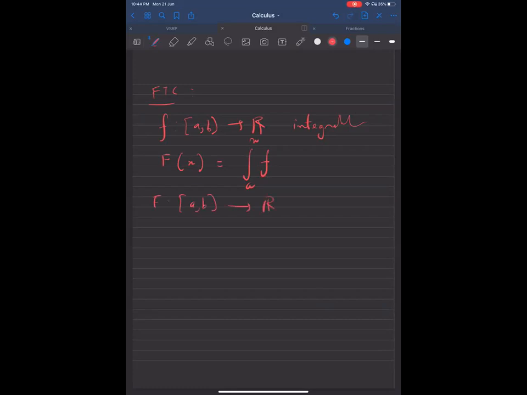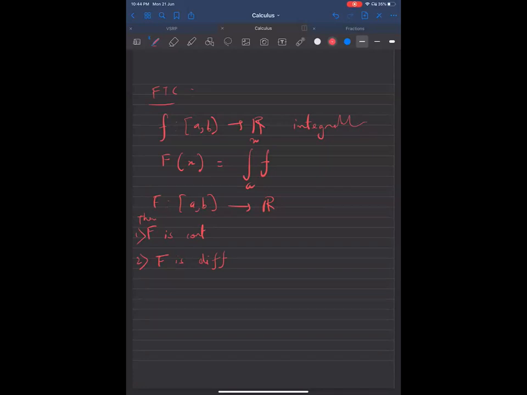Then FTC says that capital F is continuous everywhere from a to b, and capital F is differentiable at those points where small f is continuous, and at those points the derivative of capital F is equal to the value of small f at that point.